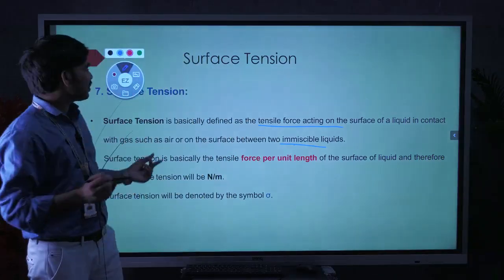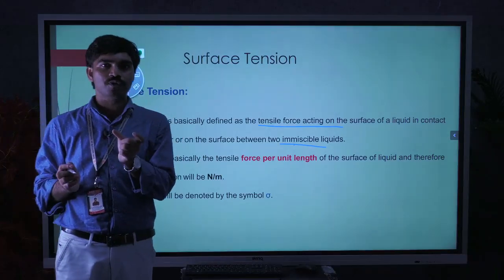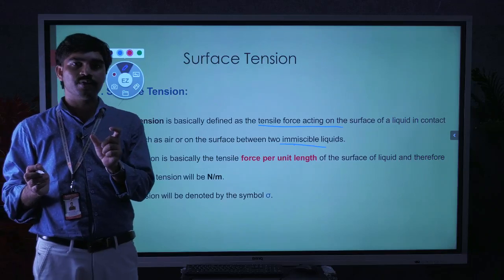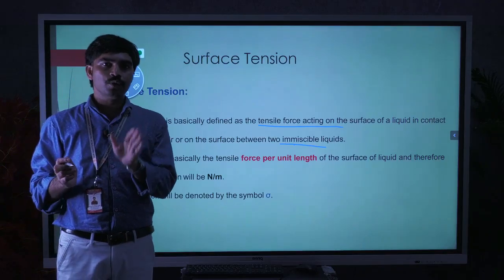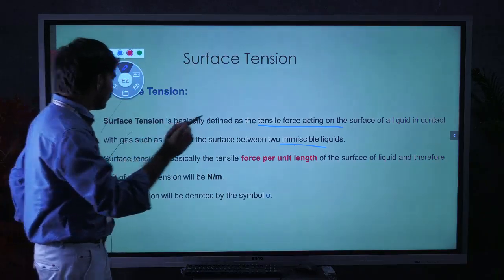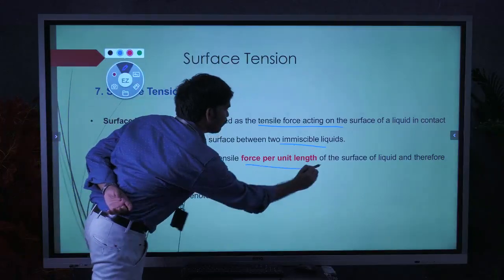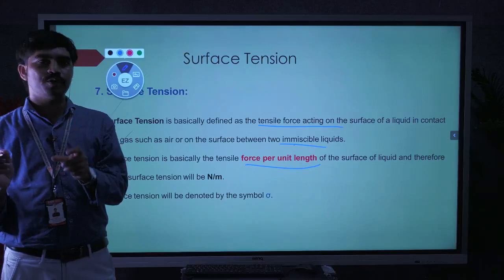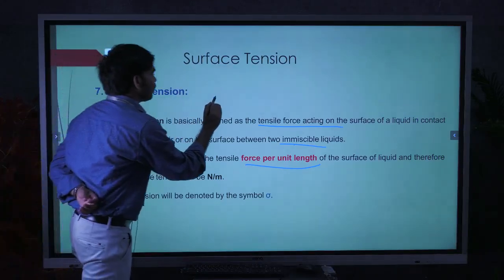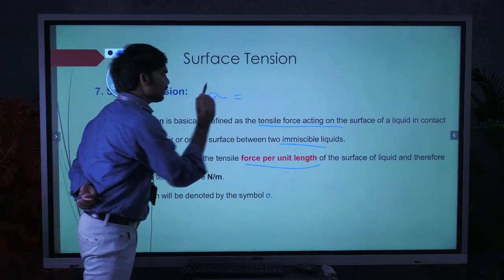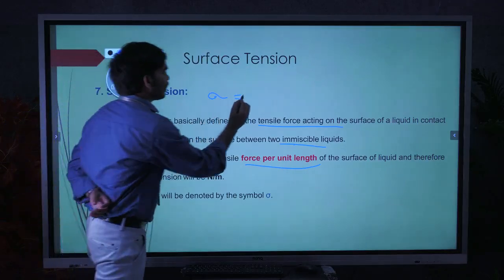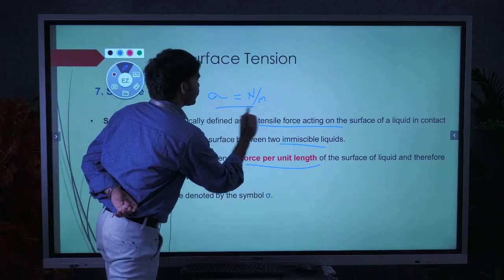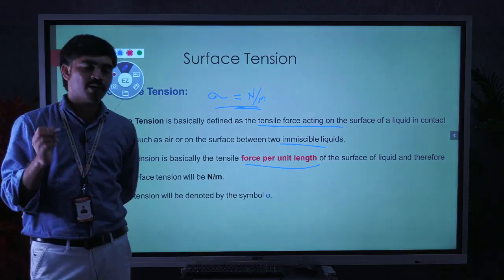So what is surface tension? Surface tension is the tensile force acting on a liquid surface when it is in contact with air, a gas, or a second immiscible liquid. Normally it is represented as tensile force per unit length, with the symbol sigma. The force is in newtons for unit length, so the unit for surface tension is newton per meter.